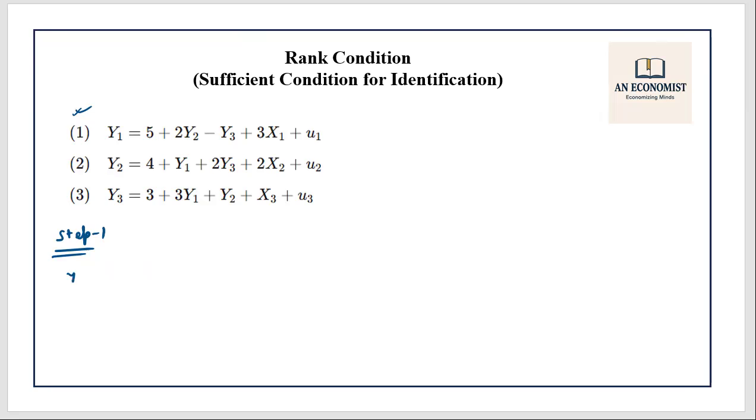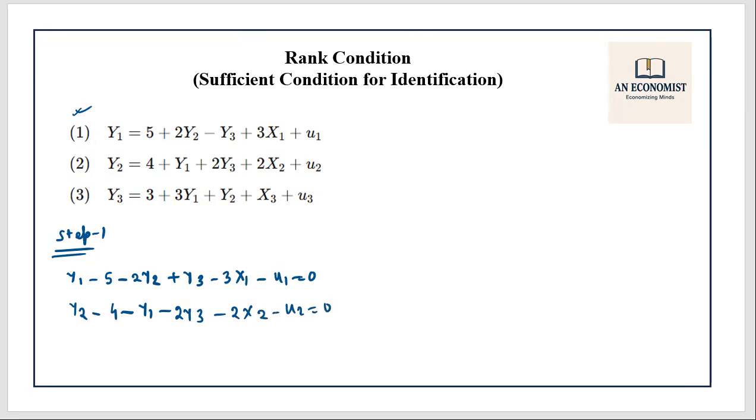So the first equation will be like this: y1 minus 5 minus 2y2 plus y3 minus 3x1 minus u1 equals 0, right? Everything I have written on the left-hand side. Do the same thing for the second equation: y2 minus 4 minus y1 minus 2y3 minus 2x2 minus u2 equals 0. Same thing for the third equation: y3 minus 3 minus 3y1 minus y2 minus x3 minus u3 equals 0, right? So this is step one of the process.